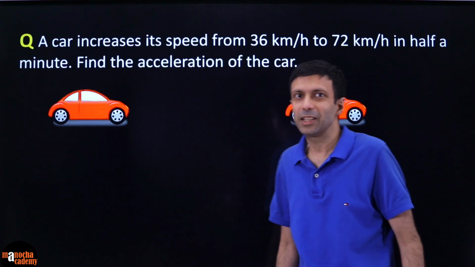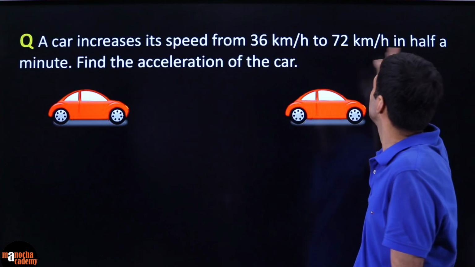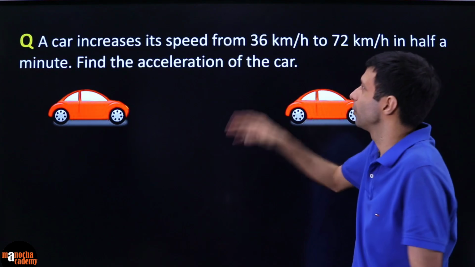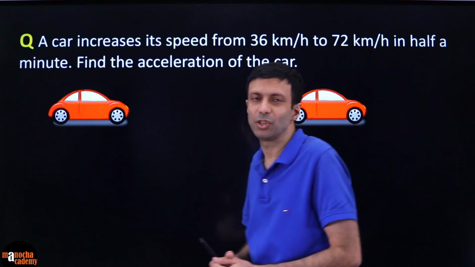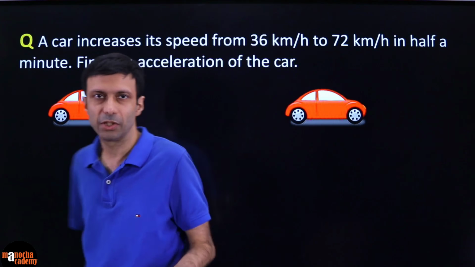So let's practically understand the formula and try a question. A car increases its speed from 36 kilometers per hour to 72 kilometers per hour in half a minute. Find the acceleration of the car. So please try this question. So very simple, use the acceleration formula.